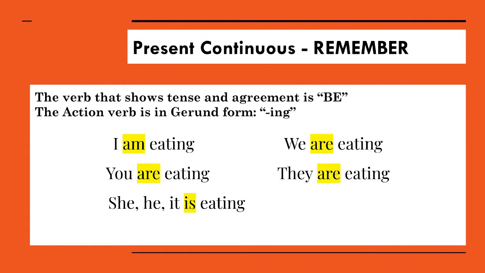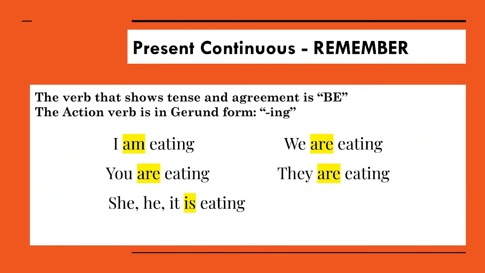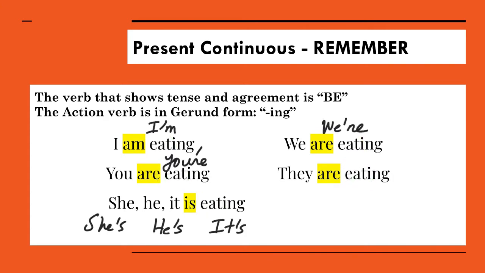What about present continuous? Well, remember that the form is like this. You have the main verb, the be verb. This shows us agreement. It shows us tense. I am, I was, I will be. And what happened is the action verb. It's always in gerund form. These can be said in short form, right? I'm eating, you're eating. Very common to use short form for those.